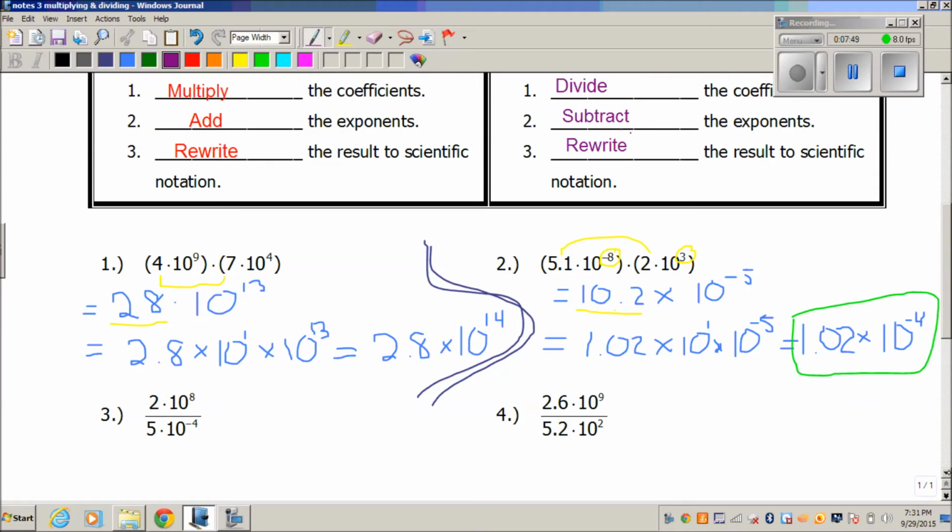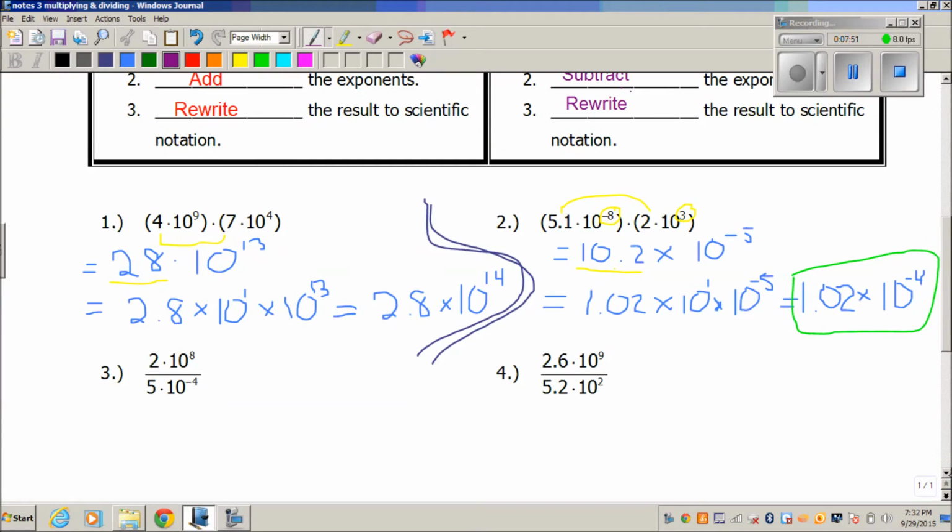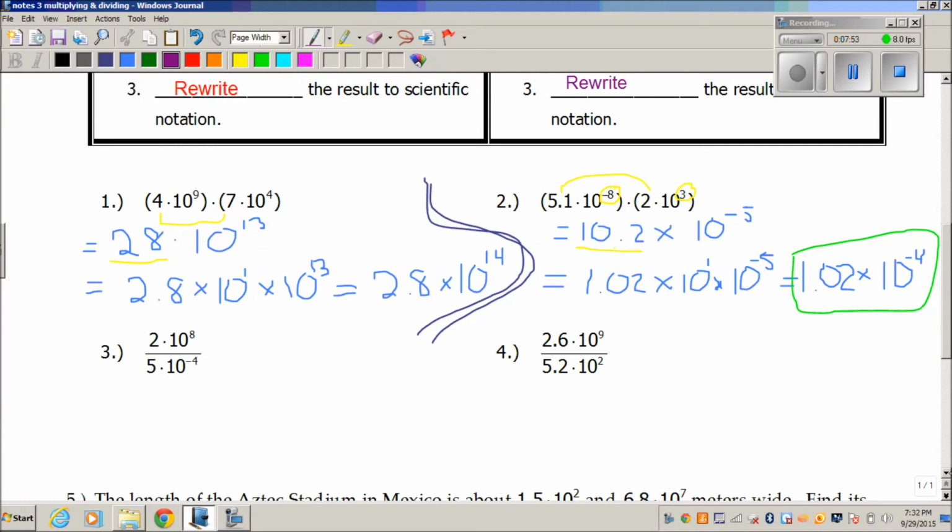We have question number 3. We're dividing two numbers in scientific notation. So let's divide the coefficients. 2 divided by 5, well, it's actually going to be less than 1. 2 is smaller than 5. So when you work it out and do 2 divided by 5, it turns out to be 0.4, 2/5 or 4/10. Now when we divide like bases, both base 10, we're going to subtract the exponents.